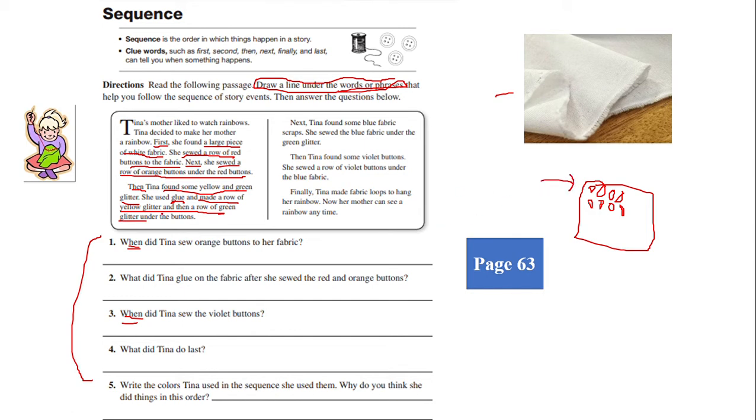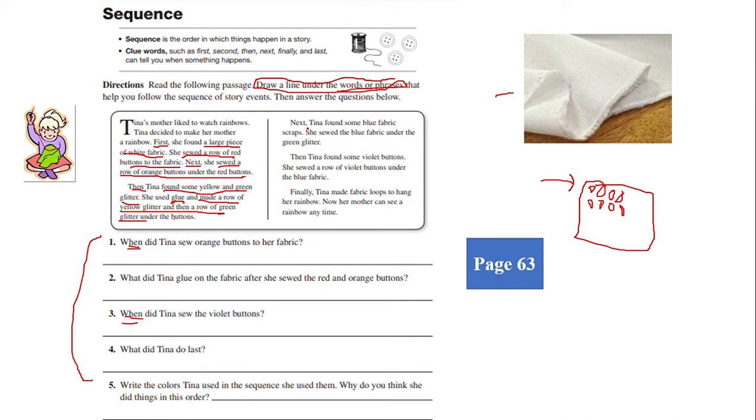So she used the glitter to glue the yellow and green glitters. Okay, she made a row of yellow and then the green glitter under what? The buttons.